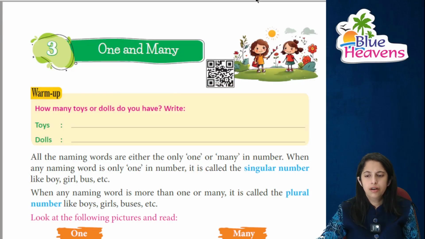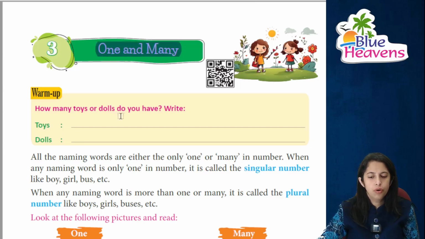Today we'll be studying a very interesting topic, that is one and many. One means ek and many means bahut zyada. So let's just begin with this. By giving examples, this concept will be very clear to you. The title of our chapter is one and many, right?